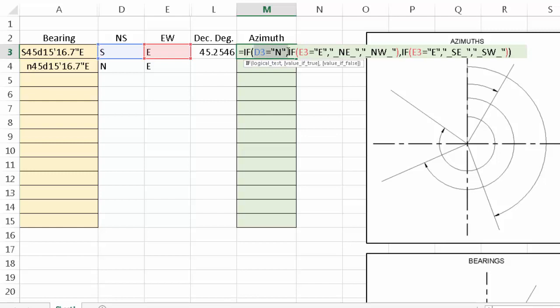So here is the first test, which is whether you're north or south. So here it's if it's in the north. This is the argument if true. And then the argument if false for if in the north is right here. So I'm going to just replace these. Instead of NE, I'm just going to display decimal degrees. For northwest, it would be 360 minus decimal degrees. For southeast, it's 180 minus decimal degrees. And lastly, for southwest, it's 180 plus decimal degrees.